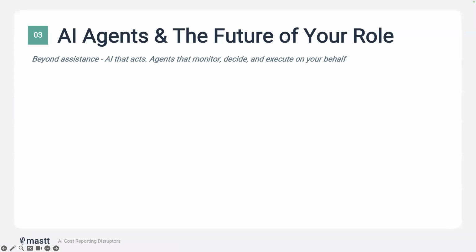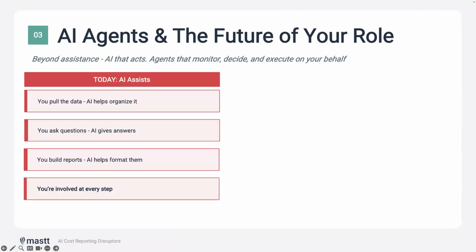So up until now, AI has mostly been assisting you. You pull data in, it helps you organize it. For example, you might jump on ChatGPT and drag and drop an Excel file and ask it to clean up, restructure, summarize. You also ask it questions, it gives you answers. For example, you might ask, what's my variance for this month? It's going to analyze it and give it back to you. If it's really good, it might even help you build the report, like what we just looked at with Claude. It might take the data and turn it into a nice, clean monthly extract for you.